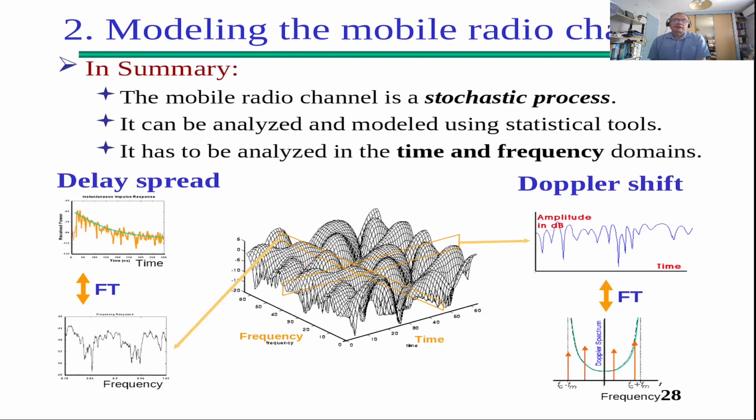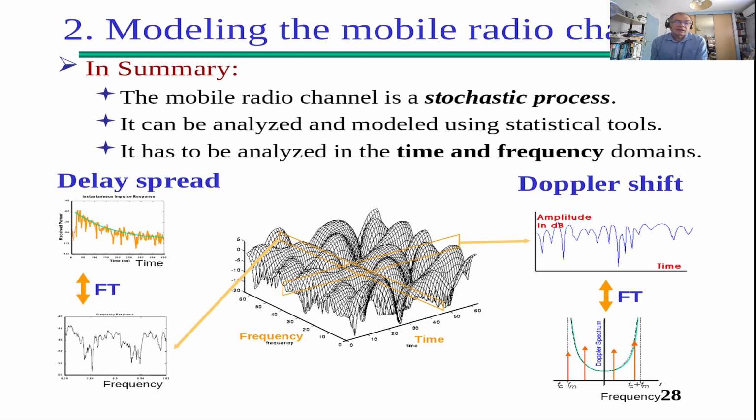So in summary, for the mobile radio channel, we have to recall that it's a stochastic process that can be analyzed and modeled using statistical tools, and it also has to be analyzed in the time and frequency domain. That's really important, as this figure shows. If I take a slice in frequency, I can get information about the Doppler shift, and if I take a Fourier transform on this Doppler shift, depending on time, I get the Doppler spectrum as we've just seen before.